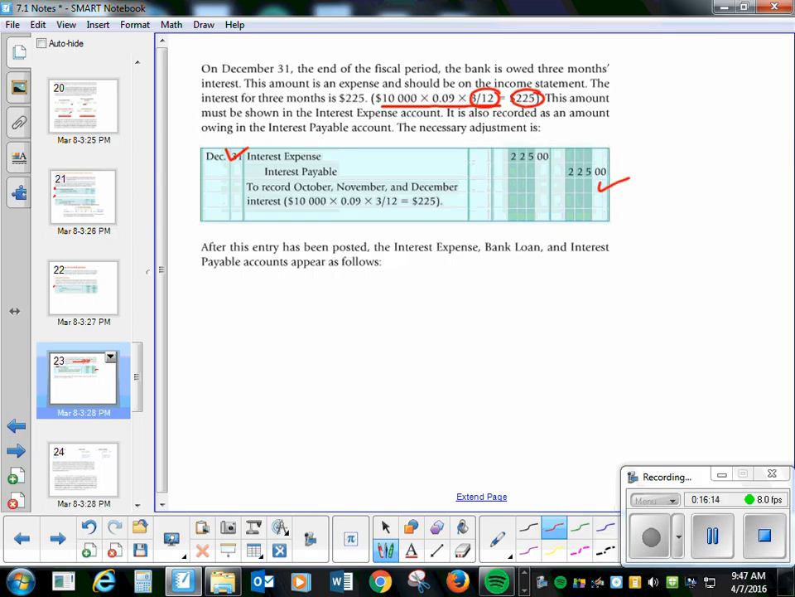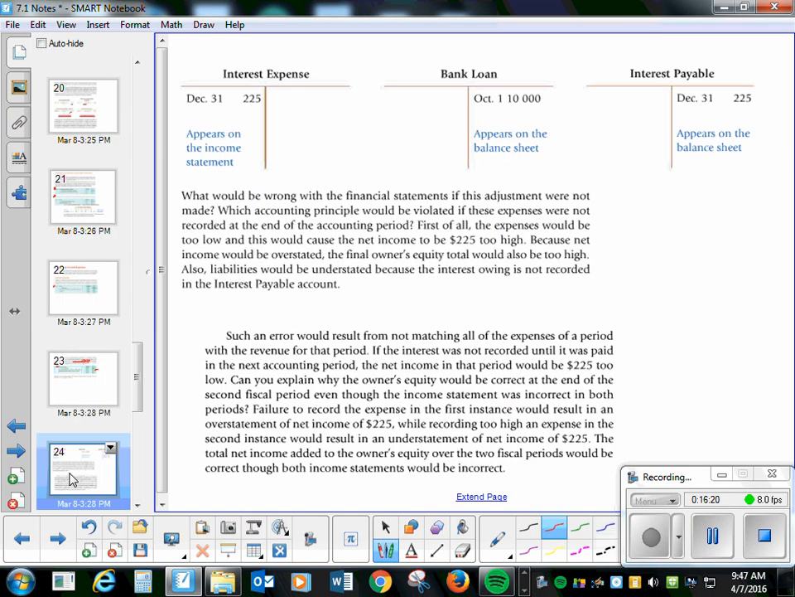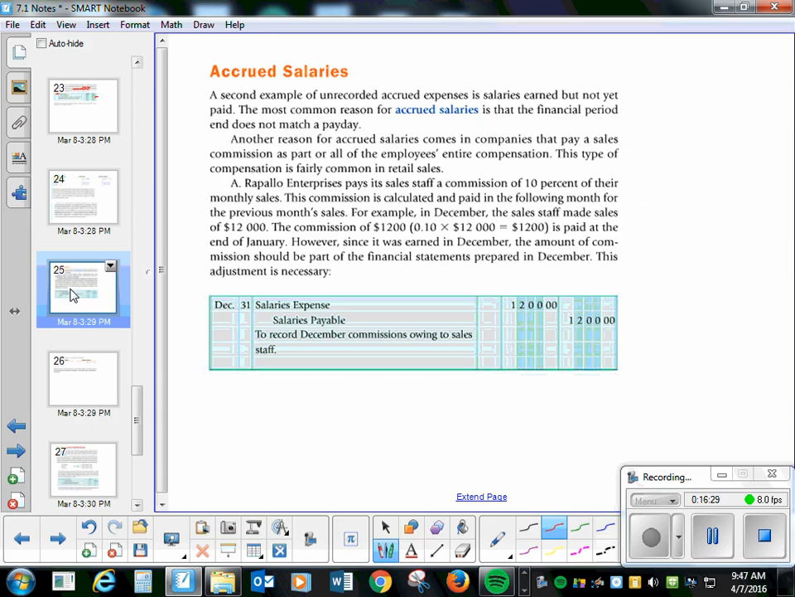After this entry has been posted, the interest expense, bank loan, and interest payable accounts appear as follows. So we have interest expense, our bank loan stays the same, and our interest payable has been increased. We also have accrued salaries.